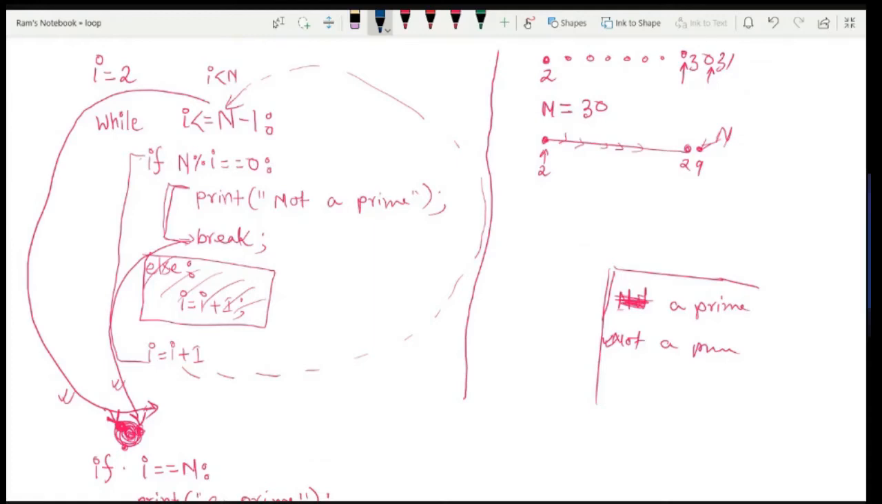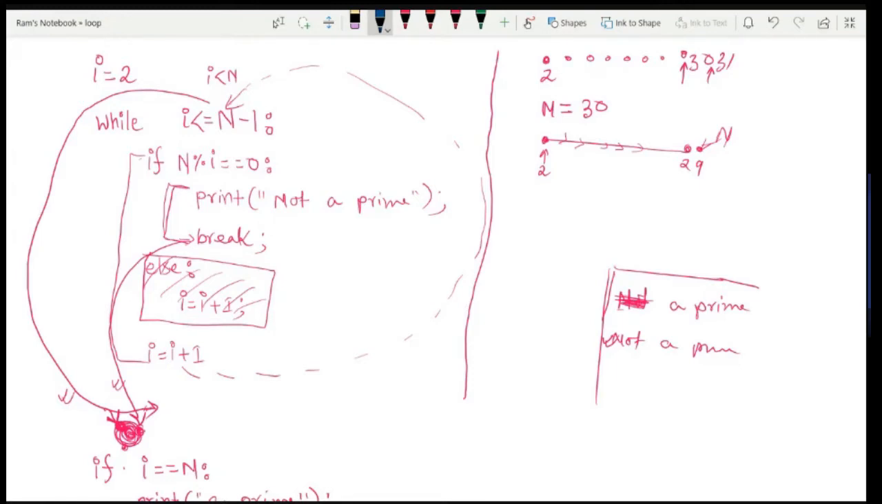Hello guys, in the last video we wrote a program to check if the given number n is a prime number or not, and for that we wrote our code in this way. We iterated over the range from 2 to n minus 1 and checked whether any number within this range divides the given number n completely or not.